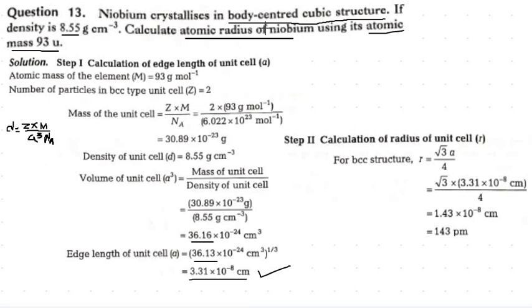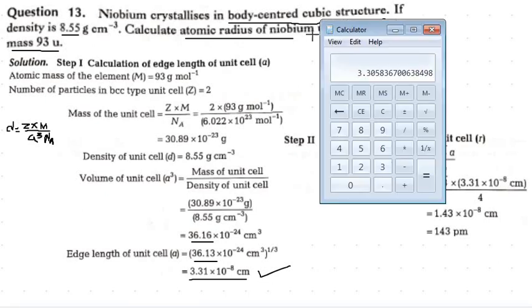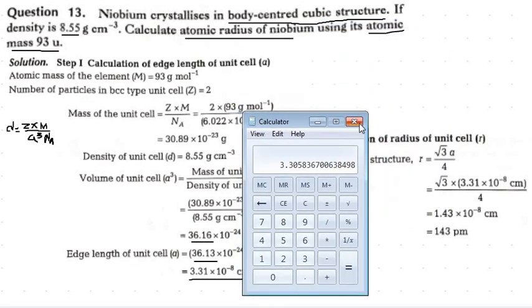Since this niobium crystallizes in BCC, I have used this formula root 3 by 4 into a. We can substitute the value directly. Now use the calculator and let us calculate this. Root 3, so root 3 is having value 1.71 into 3.31 divided by 4, that comes 1.415. You can take it as 1.42. Here it is taken 1.43, which is very close.